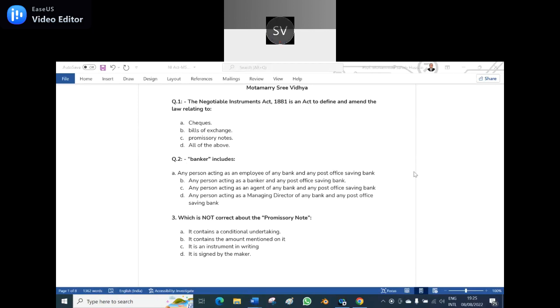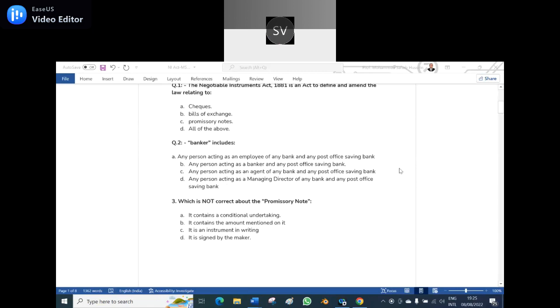Second question, bankers includes: option A, any person acting as an employee of a bank and any post office saving bank. Option B, any person acting as a banker and any post office saving bank. Option C, any person acting as an agent of any bank and any post office saving bank. Option D, any person acting as a managing director of any bank and any post office saving bank. Option B. Yes, option B is the correct answer. It includes both banker as well as post office saving bank.